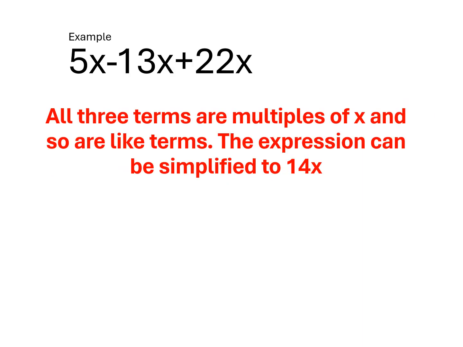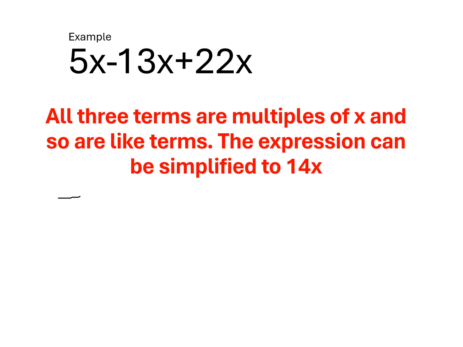Look at this example: 5x minus 13x plus 22x. All three terms are multiples of x and so are like terms. The expression can be simplified to 14x. Let's work it out for those who might be confused as to how they get the 14x. Remember, 5x minus 13x, how do you solve that?